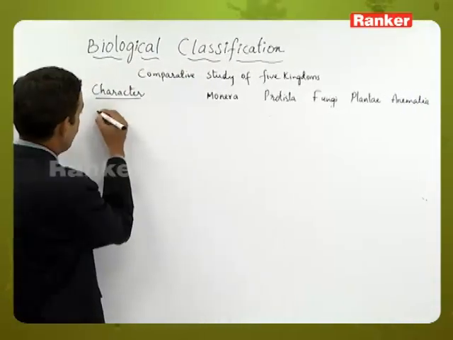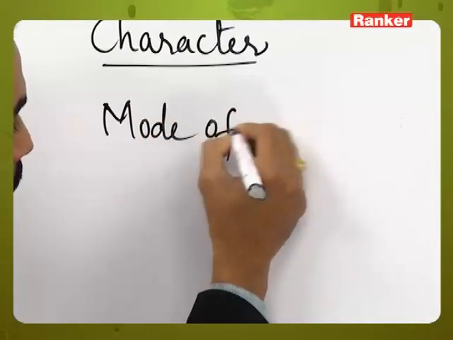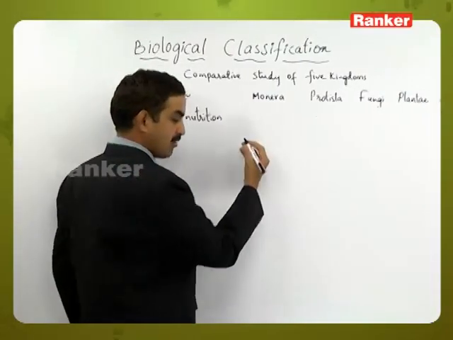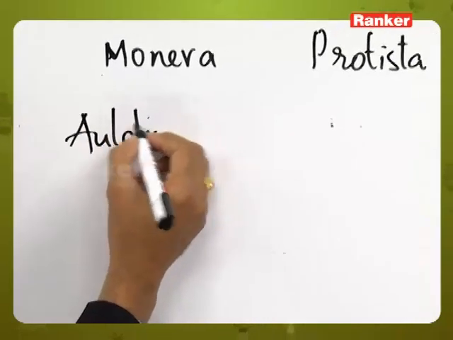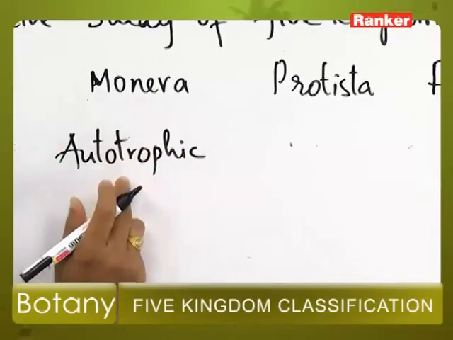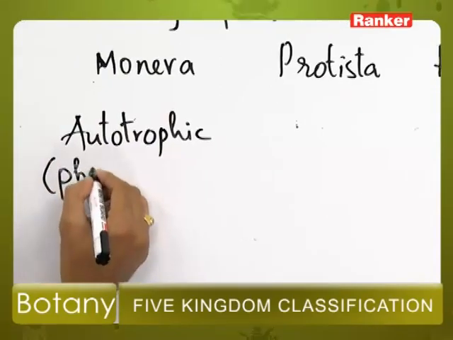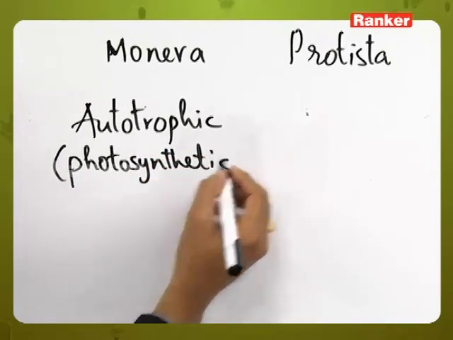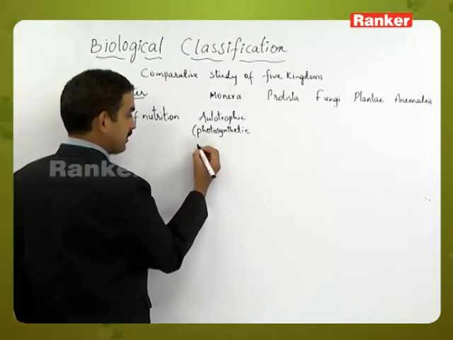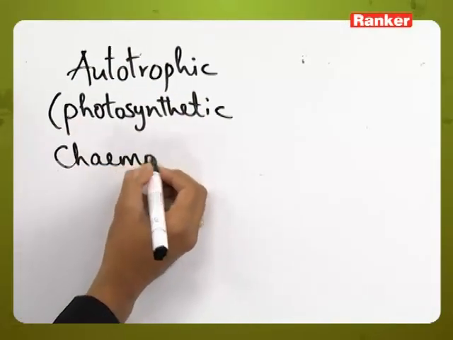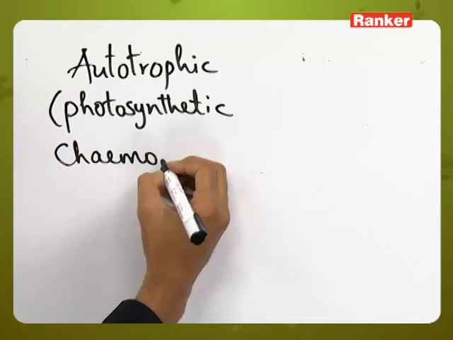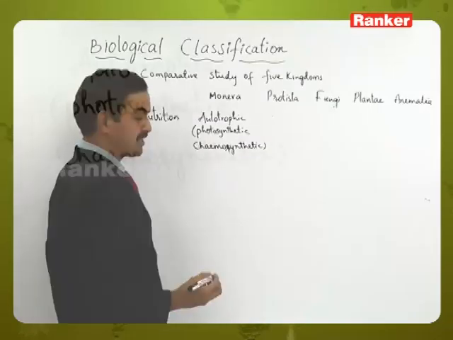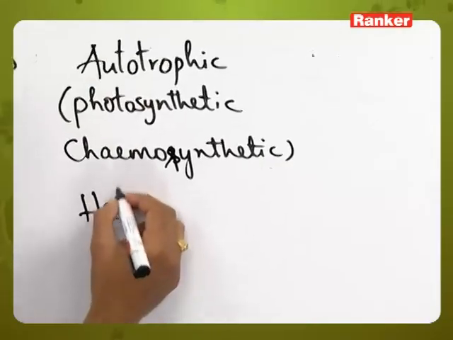Next characteristic feature is the mode of nutrition. Here Monera are mostly autotrophic. When they are autotrophic, some may perform photosynthesis, that is photosynthetic, and at the same time some are chemosynthetic, or chemoautotrophic. And some of them are heterotrophic also.